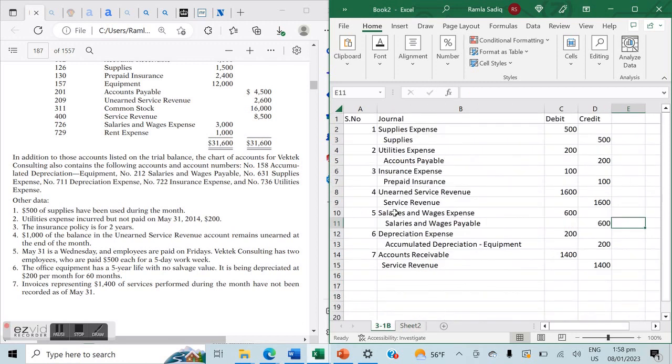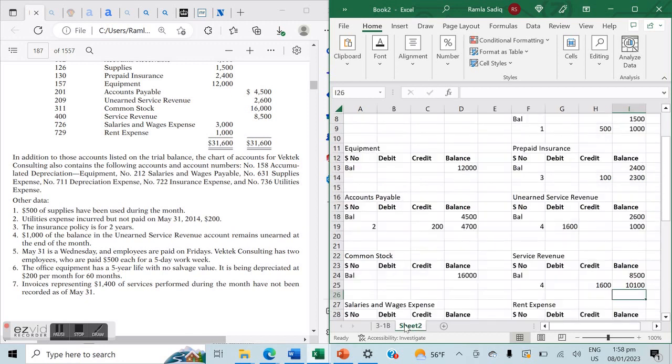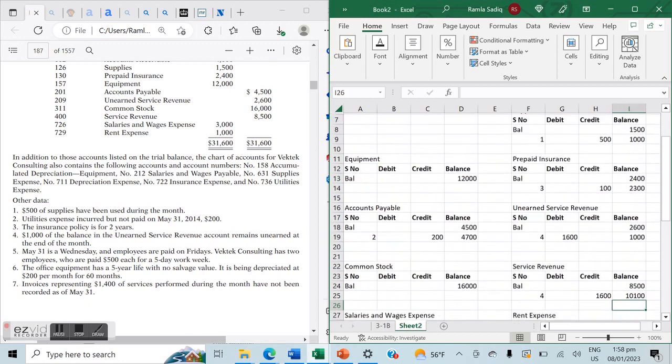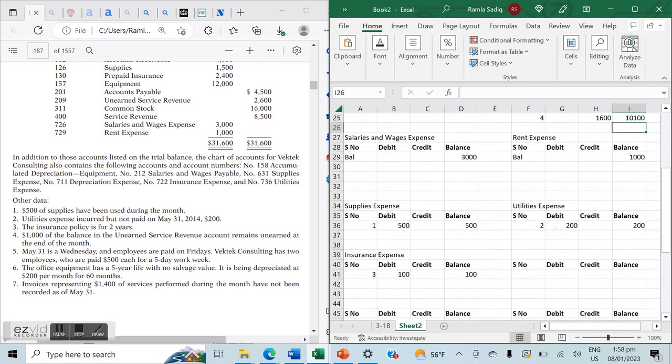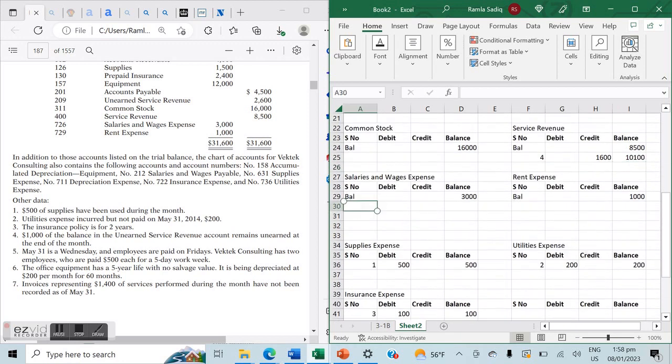The next entry, number 5, says salaries and wages expense debit $600 to salaries and wages payable $600. And if we look at our accounts here, we do have a salaries and wages expense, but we don't have any salaries and wages payable. So we're going to go ahead and put in the balance. So the fifth entry is to be debited by $600 in the wages expense. The expense, whenever debited, is an increase in the balance, so that gives us $3,600 in the balance.